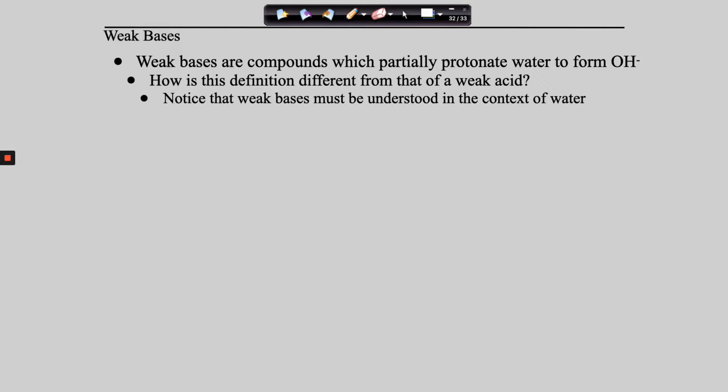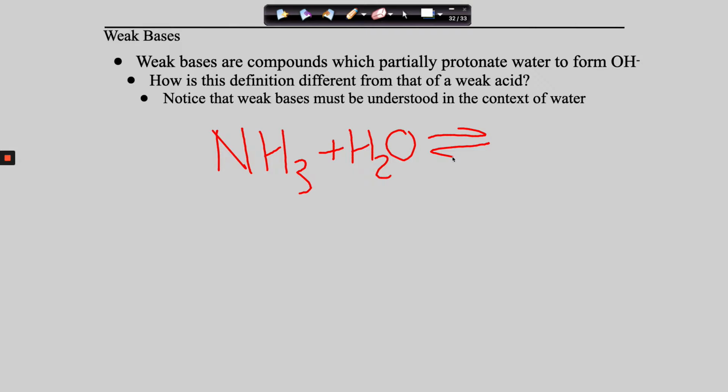So let me try this. For example, NH3. NH3 is a weak base. How does NH3 make hydroxide as a weak base? It makes NH4. When we include the water, the NH3 takes a hydrogen and forms NH4 plus, and then we've got hydroxides. So the important bit is that weak bases can only be understood as bases in the context of water. Is that okay?